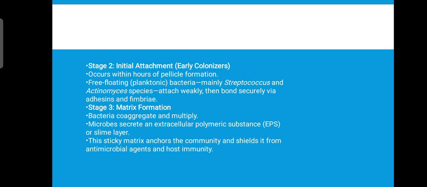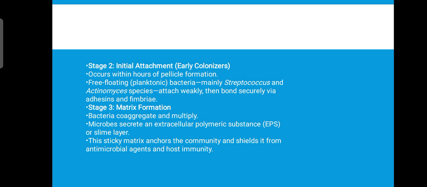Stage number 3 is matrix formation. Now these bacteria, they multiply, they make a bundle and they multiply. And then the microbes secrete an extracellular polymeric substance, EPS, or slime layer. This sticky matrix anchors the community and shields it from antimicrobial agents and host immunity.